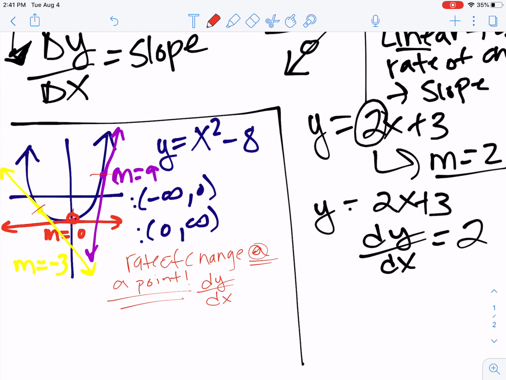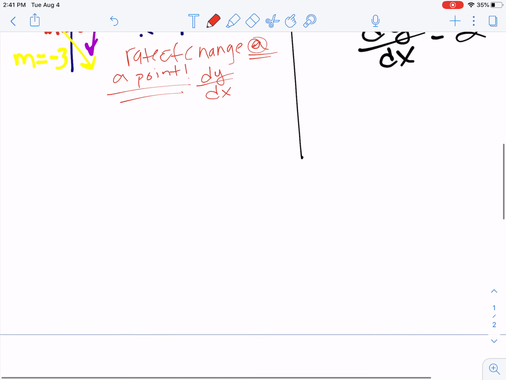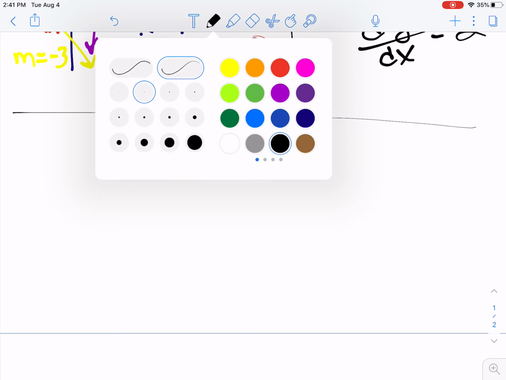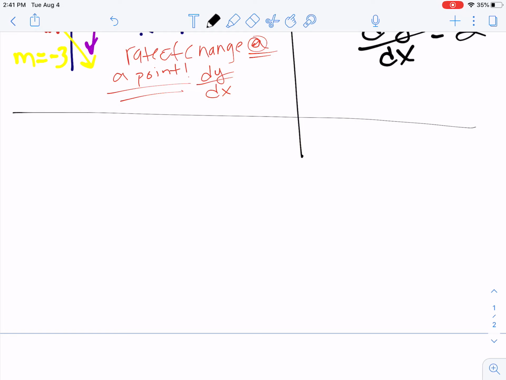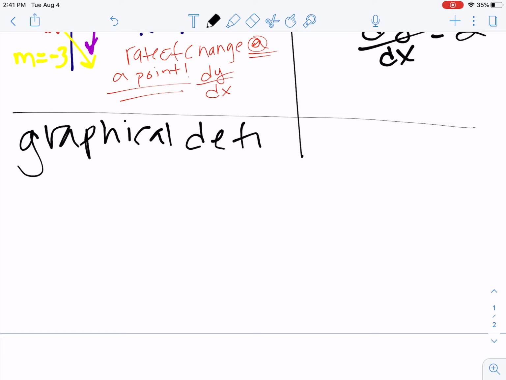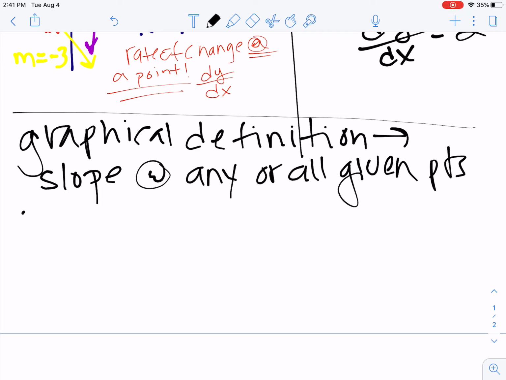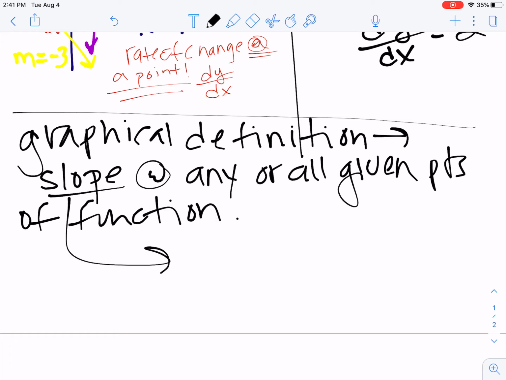So to kind of pull all of that together, there's 2 different ways that we can look at derivatives. There's the graphical definition, which is the slope at any or all given points of a function. When we say the slope here, we're actually talking about the slope of the tangent line.